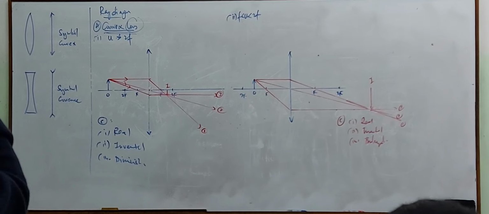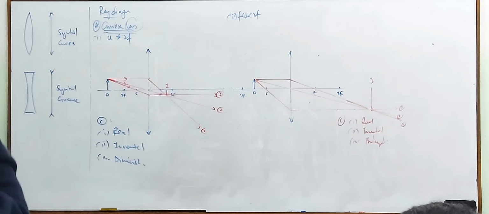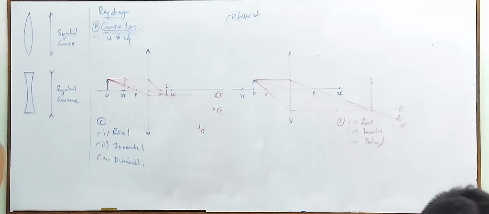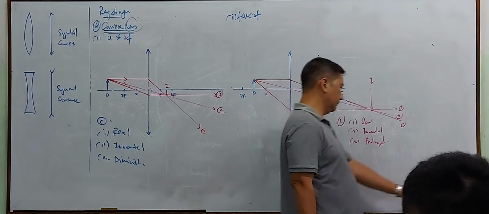What if I put the object at 2F? Where is the image? Same story, right? The image is at 2F behind the lens. Okay, so that one is our second drawing. I'll go to the next drawing.